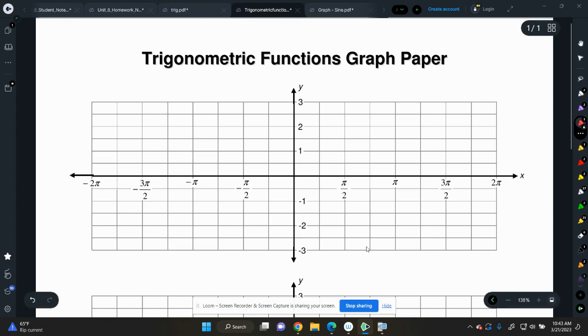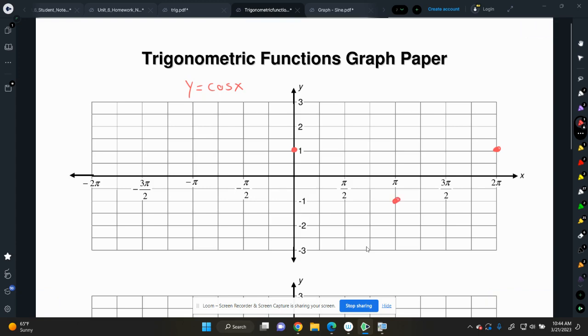Okay, so what is the cosine of 0? 1. The cosine of 0 is 1. The sine of 0 is 0. What's the cosine of 2 pi? Okay. How about in between? What's the cosine of pi? -1. Yes. Gotta know the unit circle.